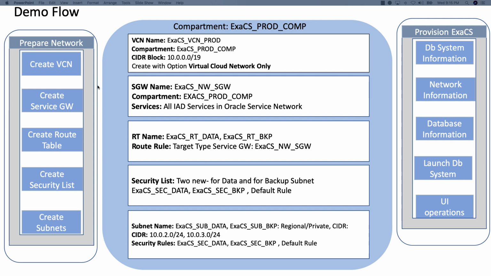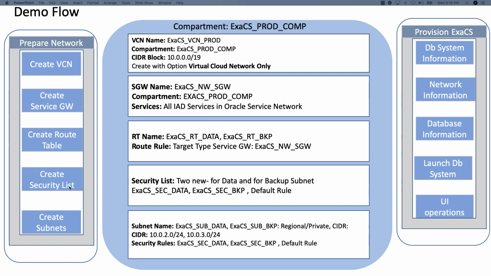The second step is going to be creating the service gateway. We'll give the service gateway a name. I'm going to create all of my resources in one single compartment, and the service type will be all services in Oracle Service Network. The third thing is creating a routing table. We will create 2 routing tables, one for the data subnet, the other one for the backup subnet. It will be associated with a routing rule, and this is going to use the service gateway which we have already created earlier. So that will be the target type within the routing table.